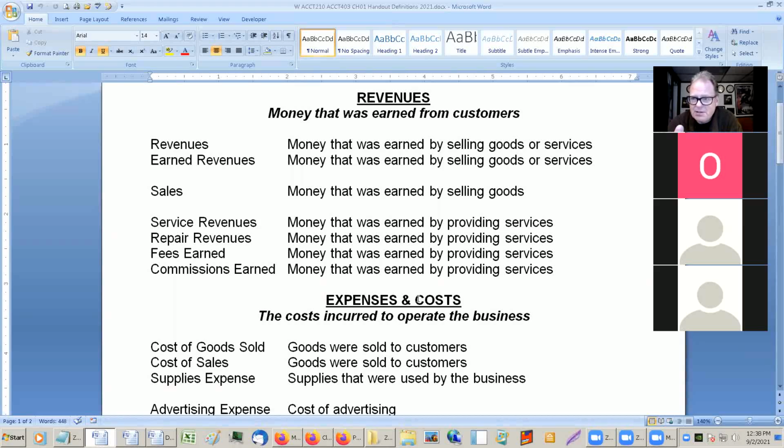It's revenues, expenses from the income statement, and then assets, liabilities, and equity from the balance sheet. And all the craziest transactions you can imagine, they all come from those.